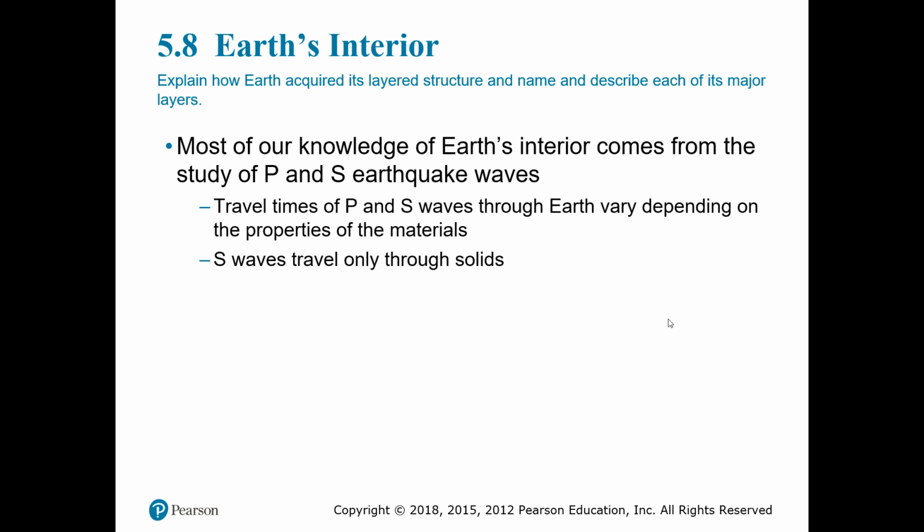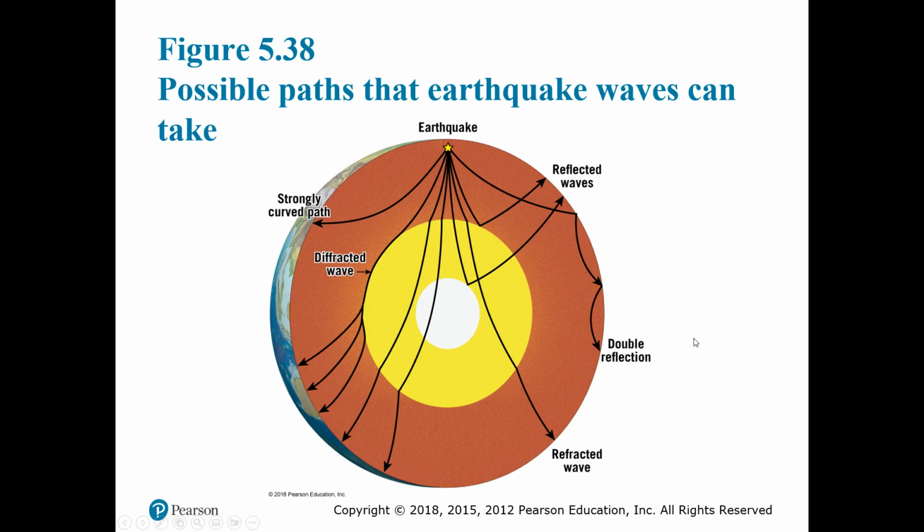We also know that S waves only travel through solids, so they're not going to be moving through a liquid. So based on those two pieces of information and the knowledge of how P waves and S waves either speed up or slow down based on the density of the rock that they're traveling through, we can actually map out what the interior of the Earth looks like. And that's actually how we figured out that part of Earth's core is actually a liquid, because our S waves would not travel through it.